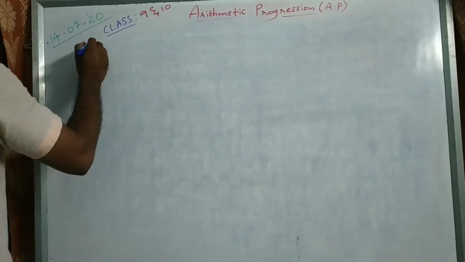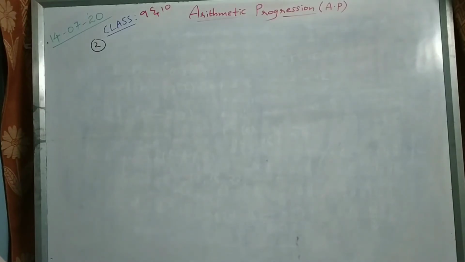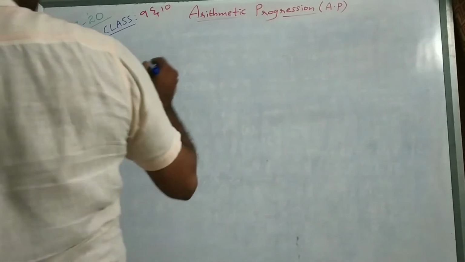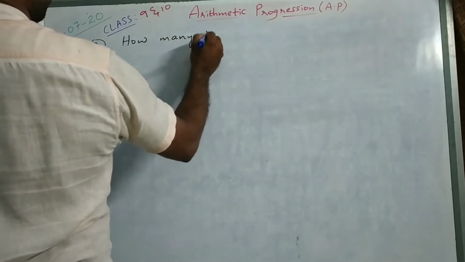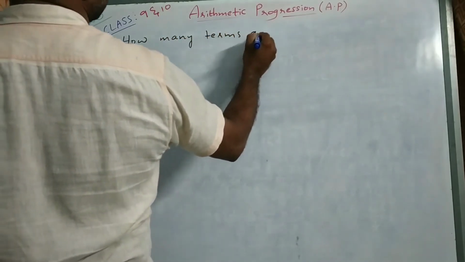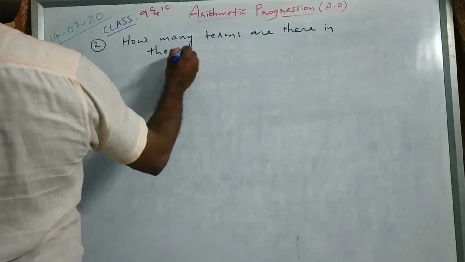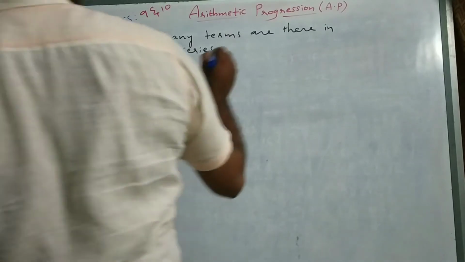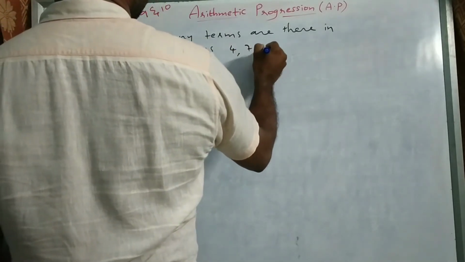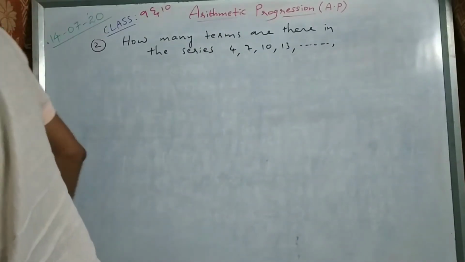Second question. How many terms are there in the series? 4, 7, 10, 13, and so on, 148.